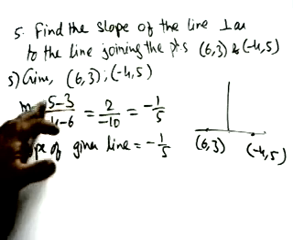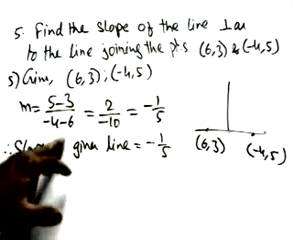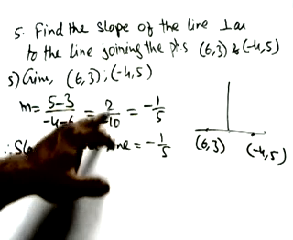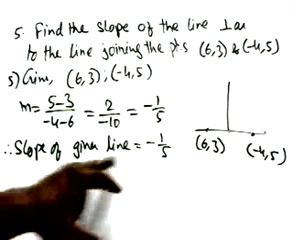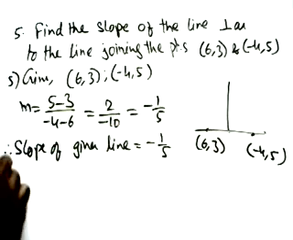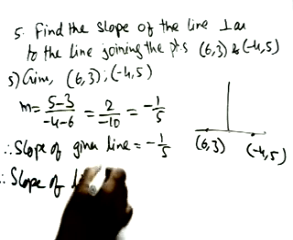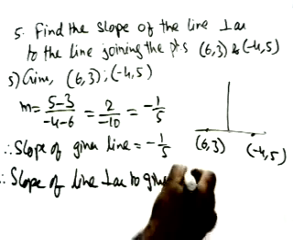So the slope m equals y2 minus y1, 5 minus 3, over x2 minus x1, minus 4 minus 6. 5 minus 3 is 2, minus 4 minus 6 is minus 10. So this will be 2 ones are 2, 5 twos are 10, so minus 1 by 5. Therefore the slope of the given line is minus 1 by 5. Therefore the slope of the line perpendicular to the given line.